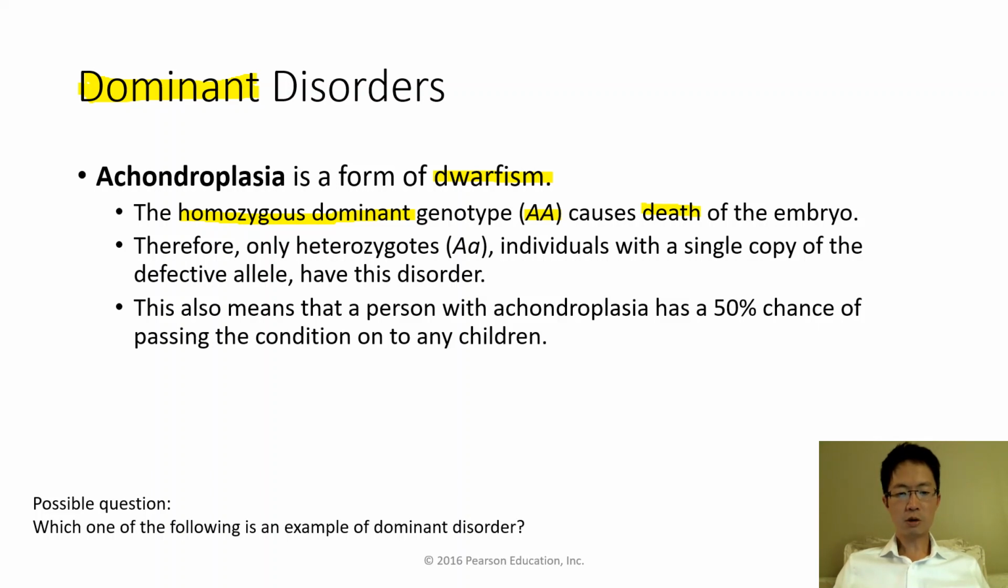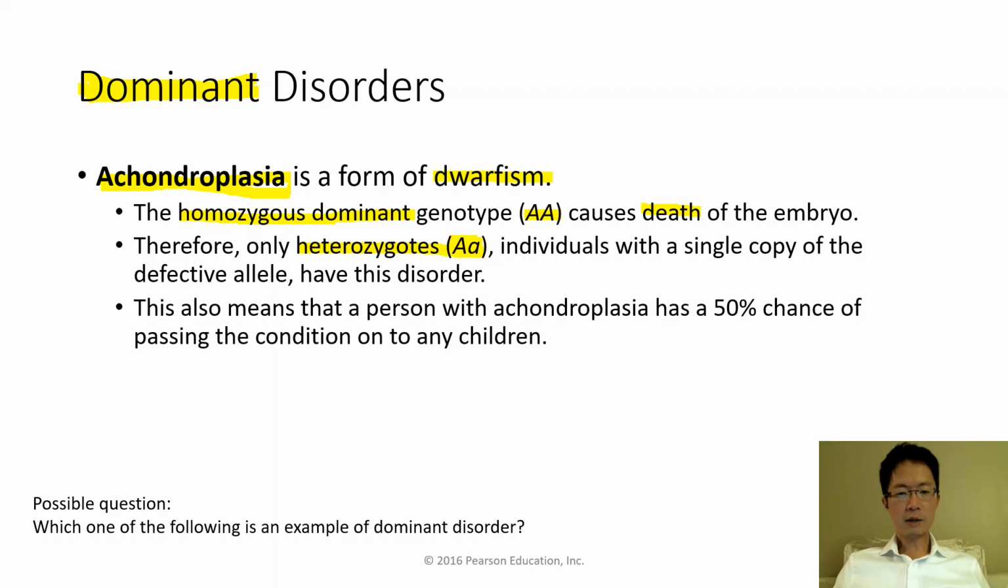utero. In utero means during pregnancy, in the uterus. So if the person is heterozygous, that means one dominant allele and one recessive allele, big A, small a, then that person will have achondroplasia.